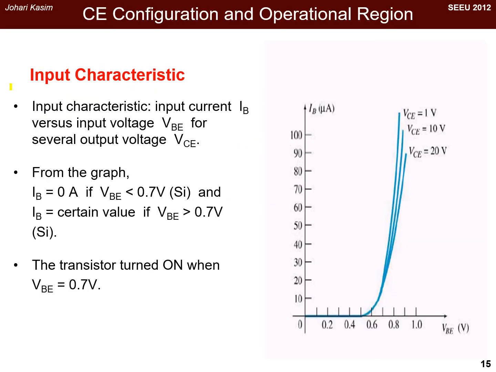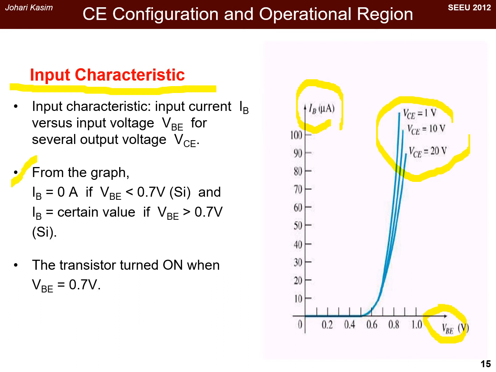This is the input characteristic of the transistor BJT, where the graph shows input current IB versus input voltage VBE for several output voltages VCE. From the graph, we can see that IB is 0 if VBE is less than 0.7, and the transistor will be on if VBE is more than 0.7.